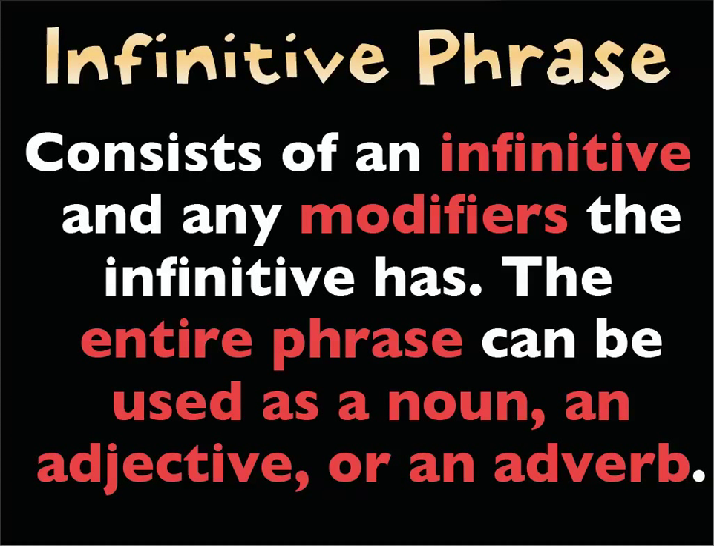Flip back to the front and let's take the definition for an infinitive phrase. An infinitive phrase consists of an infinitive and any modifiers the infinitive has. The entire phrase can be used as a noun, an adjective, or an adverb. So the entire phrase, the infinitive plus any modifiers, can be used as a noun, an adjective, or an adverb.